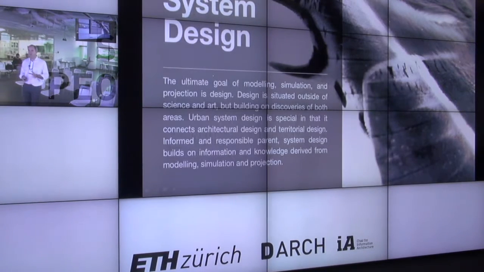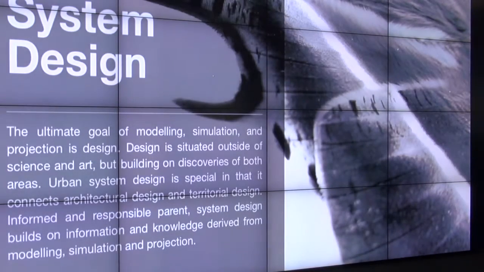And then we come now very briefly to urban system design. This is something we didn't get to last lecture, but it's a very good introduction for today's lecture on people and information. The ultimate goal of modeling, simulation, and projection is design with regard to urban planning. Design is situated outside of science and outside of art, but building on discoveries in both areas. Urban system design is special in that it connects architectural design and territorial design. Informed and responsible, urban system design builds on information and knowledge derived from modeling, simulation, and projection.